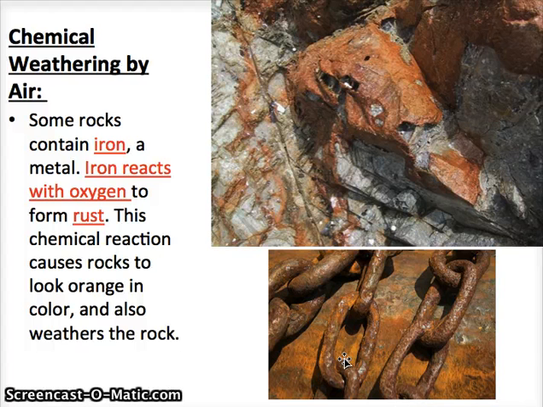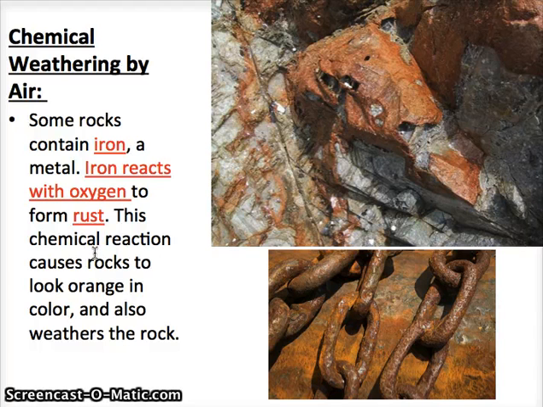The final form of chemical weathering is by air. Not all rocks do this, but some rocks that contain iron, which is a type of metal, can react with the oxygen in the air. And when that happens, it creates rust. You probably have seen rust on metal surfaces. Here's an example of a rusty chain, and this is the rust on a rock. So there's a chemical reaction that went on here, and the air was reacting with the rock.